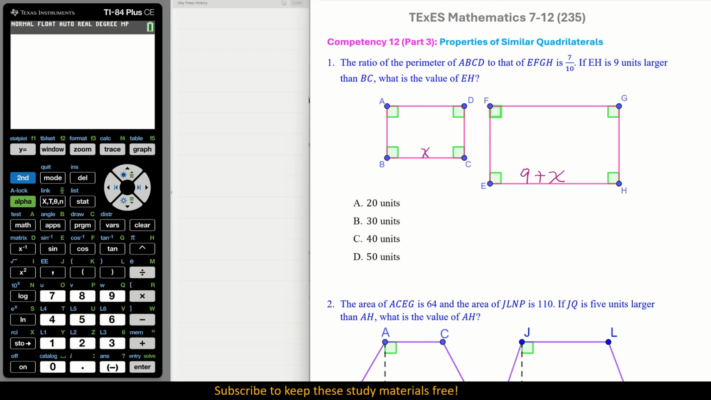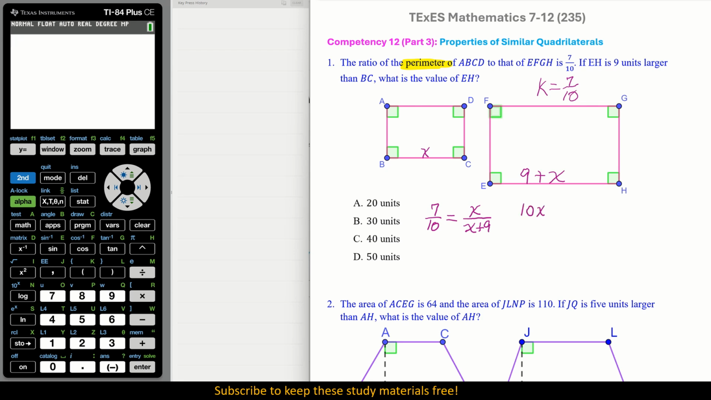And then they tell us that we're working with perimeter. This means that we use K as is. So our K equals 7 over 10. So we're fine using it the way it is, because with area we'd have to square it, volume we'd have to cube it. So 7 over 10 equals, 7 is corresponding to the smaller rectangle. So we put X here, and then I'm going to say X plus 9 to make it a little easier to write.